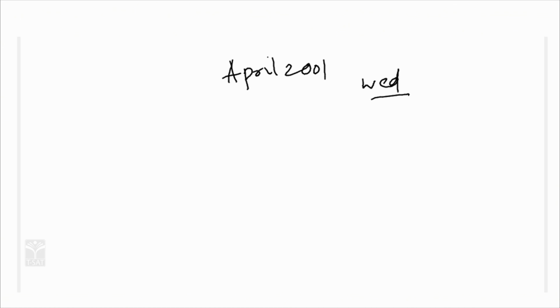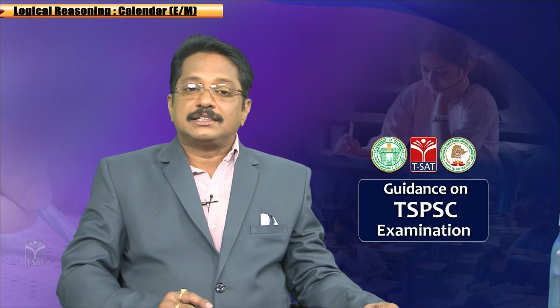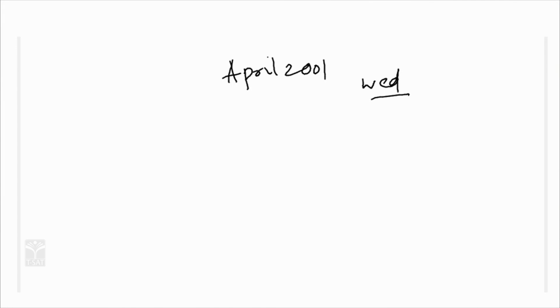Okay, how are we going to find how many Wednesdays there are in April 2001, and on what days? You have to say the dates. How are we going to calculate here? Simply, you first have to calculate what day 1st April 2001 is. When you consider 1st April 2001, how are we going to calculate?